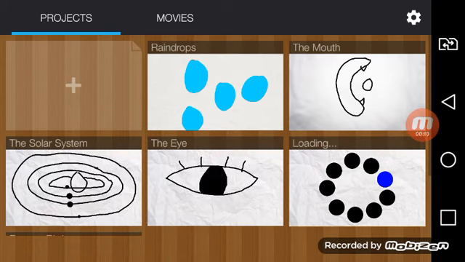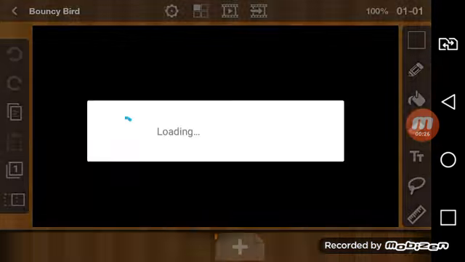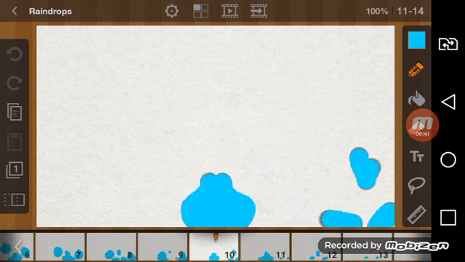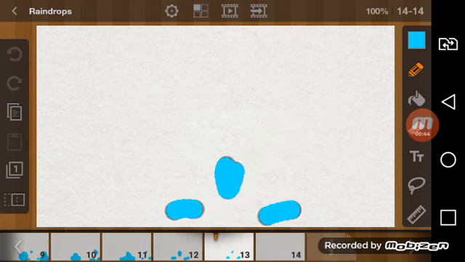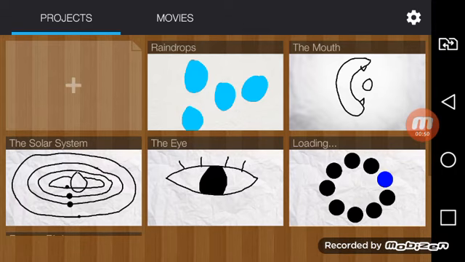And this is now. Well, I use Flip a Clip to use this. The first is Raindrops. Look at this. Do you like it? Oh, you don't like it. And this is the second one, the mouth.